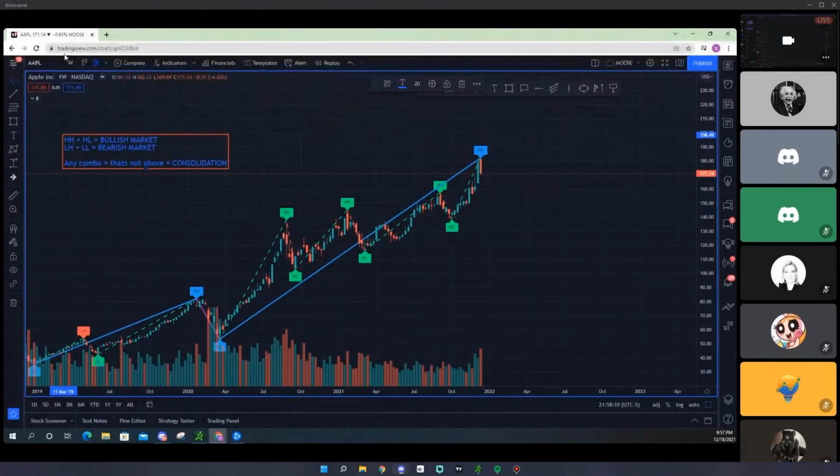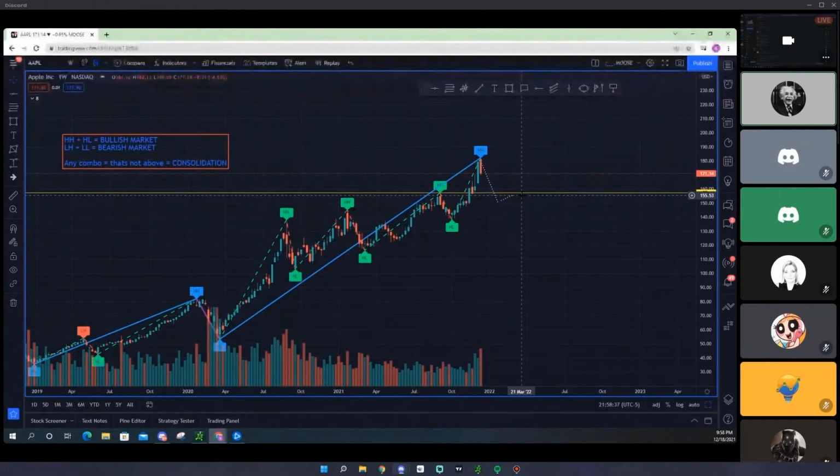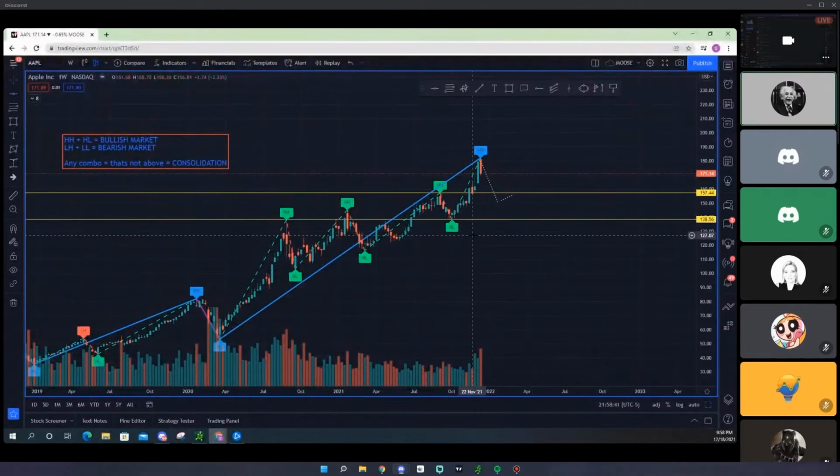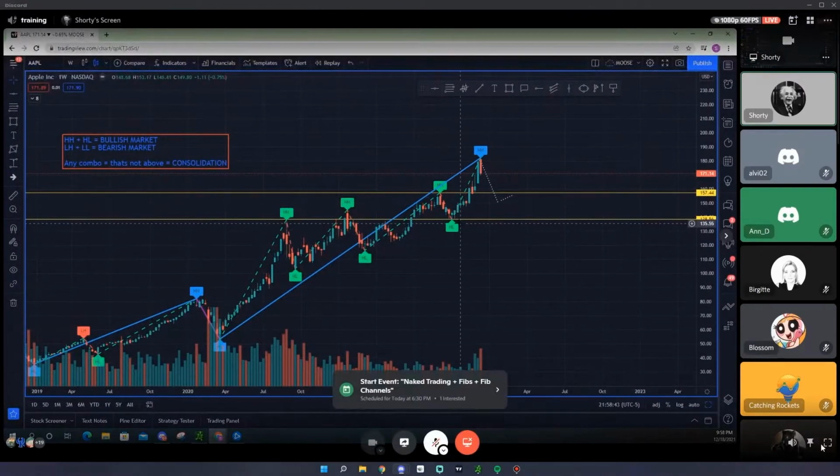Need to make a lower high. But that does not mean it's bearish. So if the stock was to come up to here, and let's say it reverses from here to here, yeah, so if it does something like this, this is not a bearish trend yet. This would not be a bearish trend. The only way you would consider it to be a bearish trend is if it took out the previous higher low.